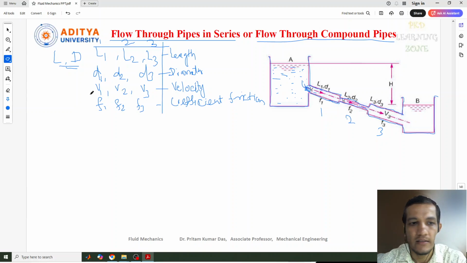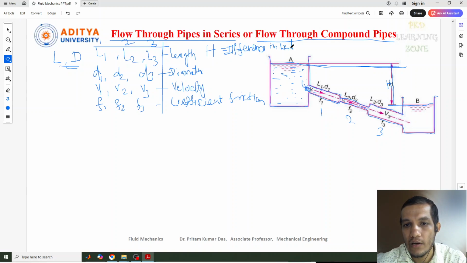And the capital H, let me write here, is the difference of water level in two different tanks. So this is tank 1 and this is tank 2. The difference between these two tank levels is H. So this is the difference in water level in two different tanks. These are the parameters we are supposed to consider.